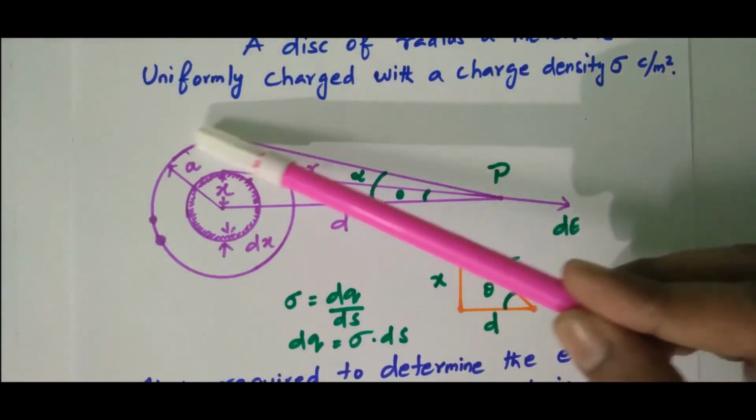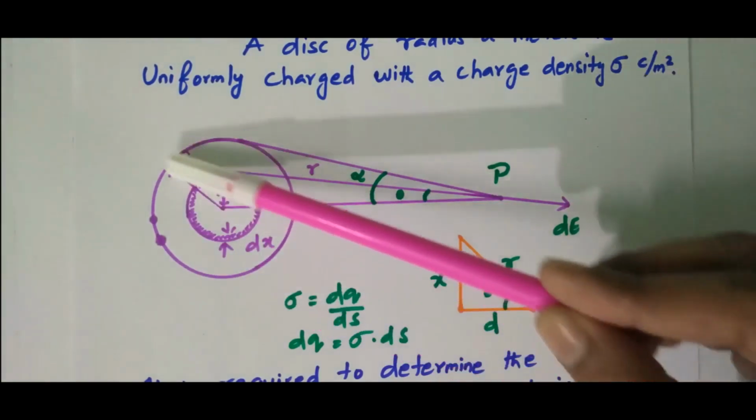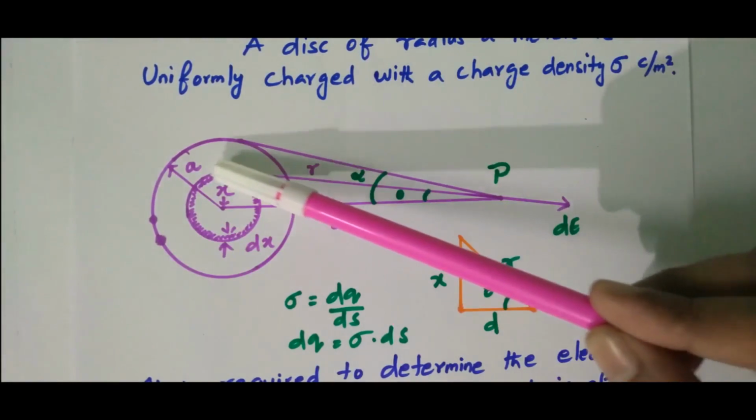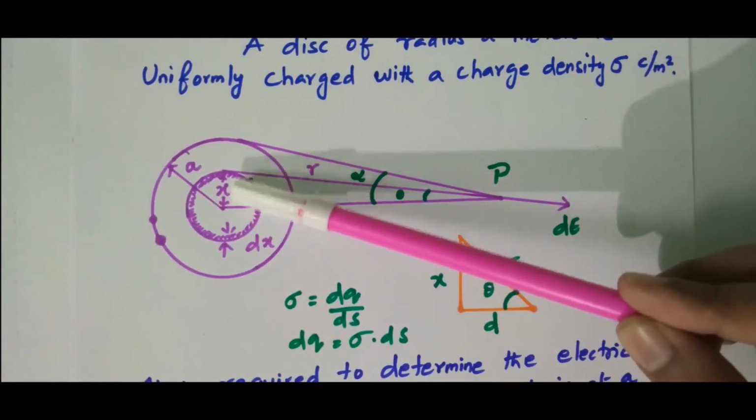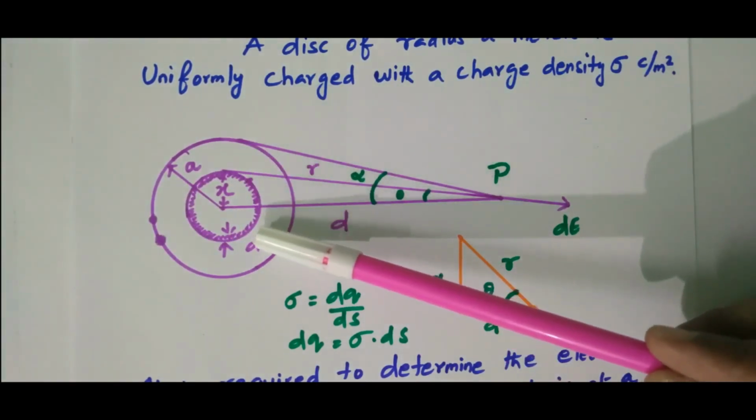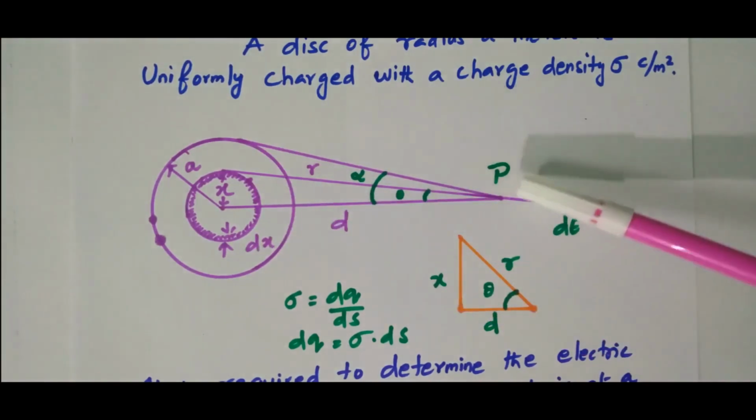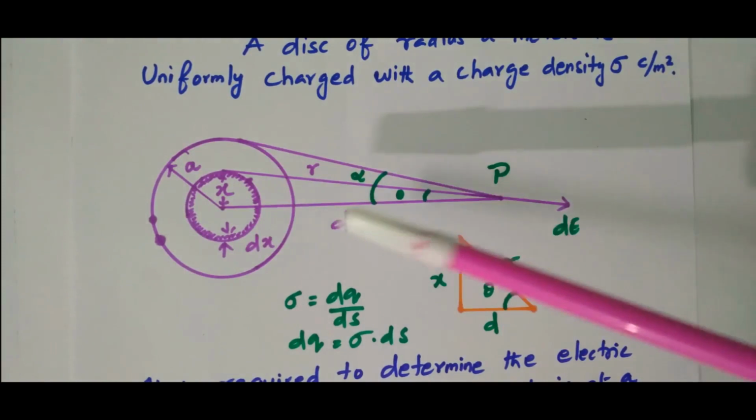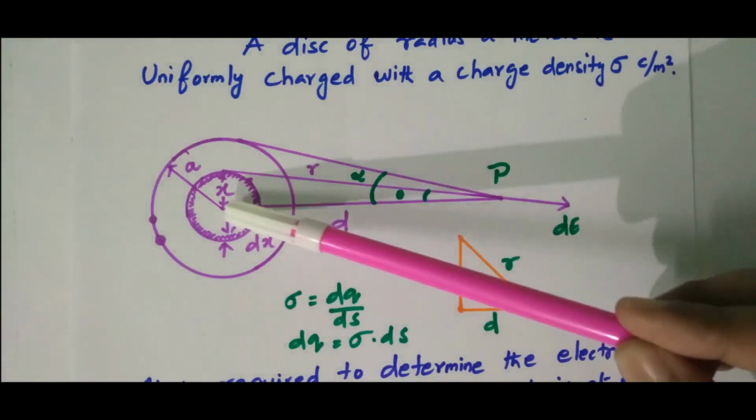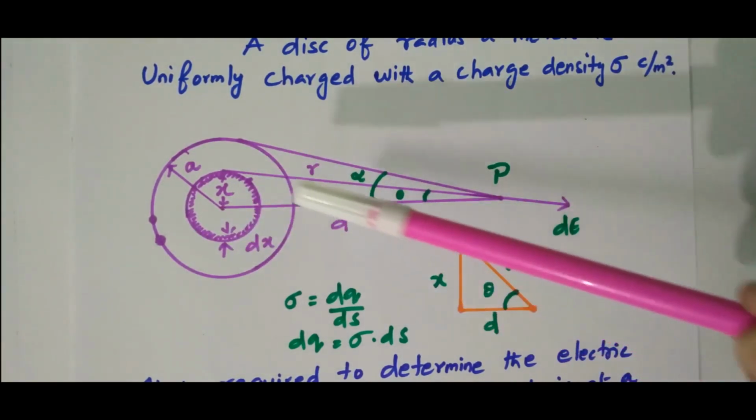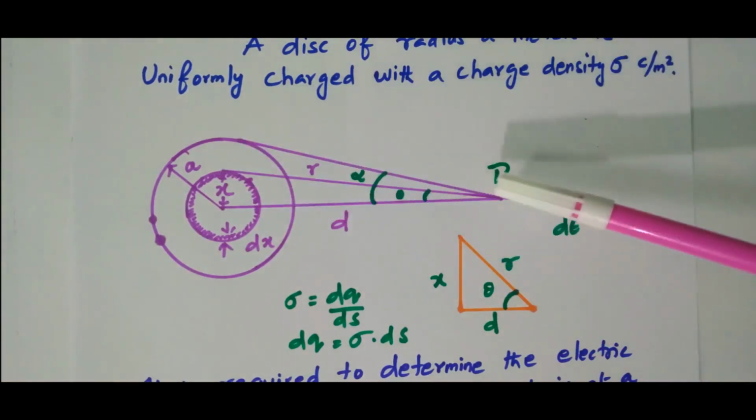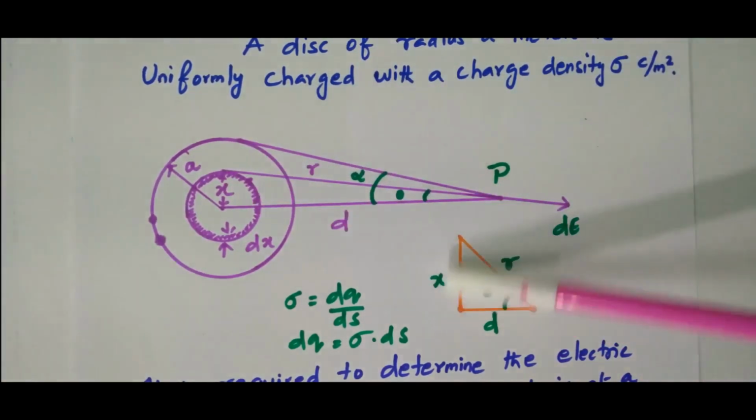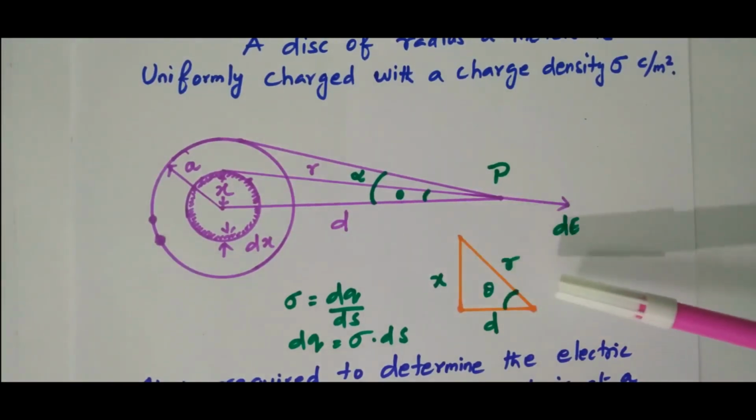So we have the charged disk with radius a. It is assumed to have several rings. We consider one ring at a distance x meter. The thickness is dx. Our aim is to find the electric field at this point P, which is at a distance d meter from the center of the ring. The distance between this point and point P is r meter. This will be x meter. So this triangle is drawn separately.